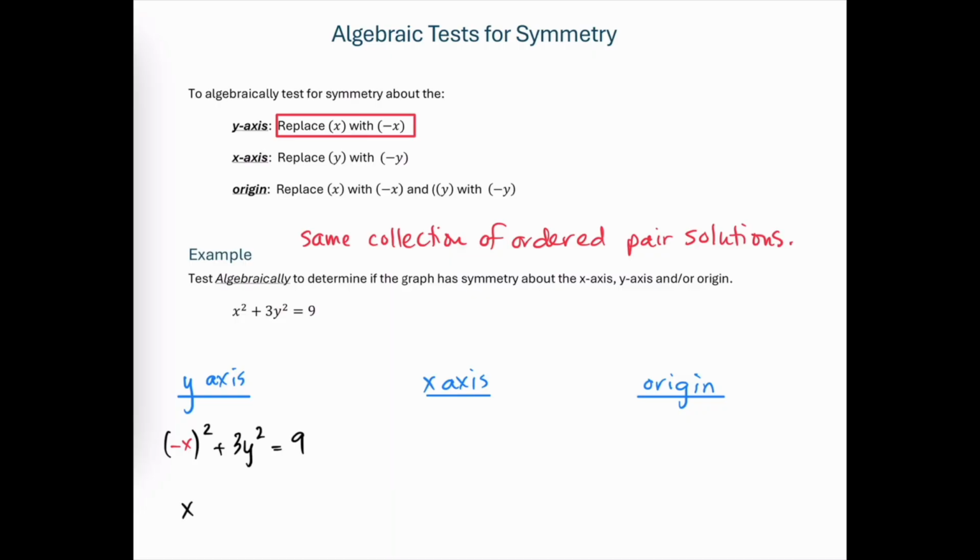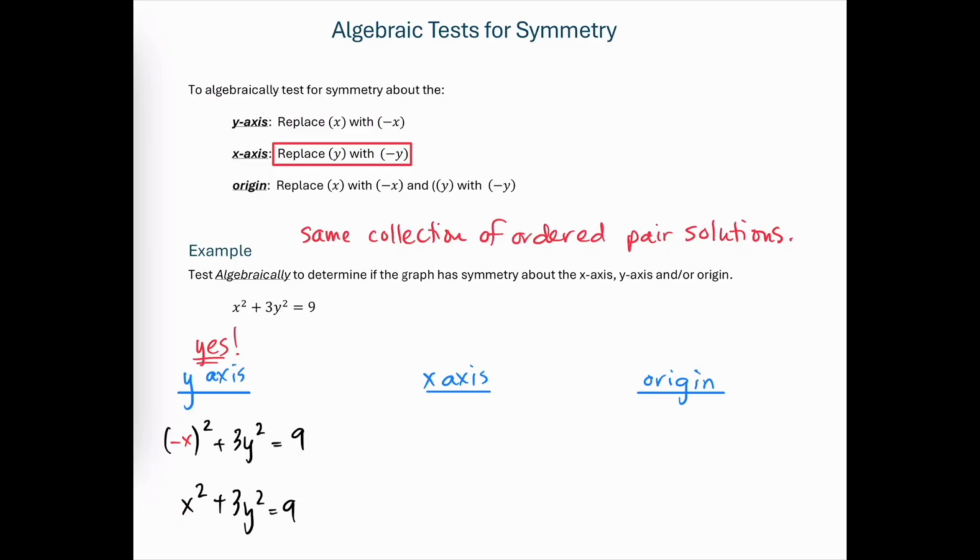So when we square negative x, this becomes positive because the negative is also being squared. And then we have plus 3y squared is equal to 9. And when we compare that back to the original, we see that, yeah, that's the exact equation that we started with. So this is going to give us the same collection of ordered pair solutions. And therefore, we are going to have symmetry about the y-axis.